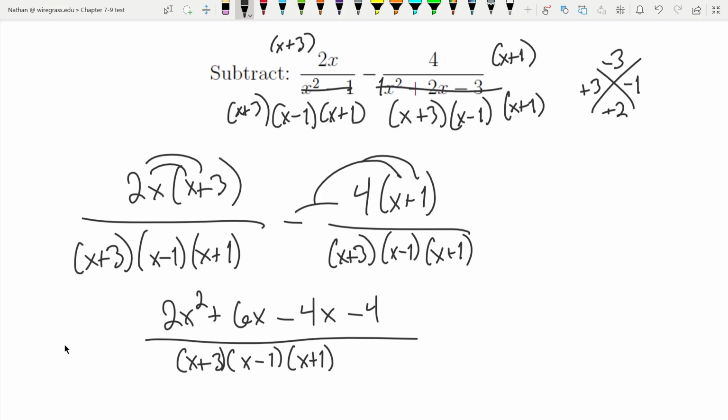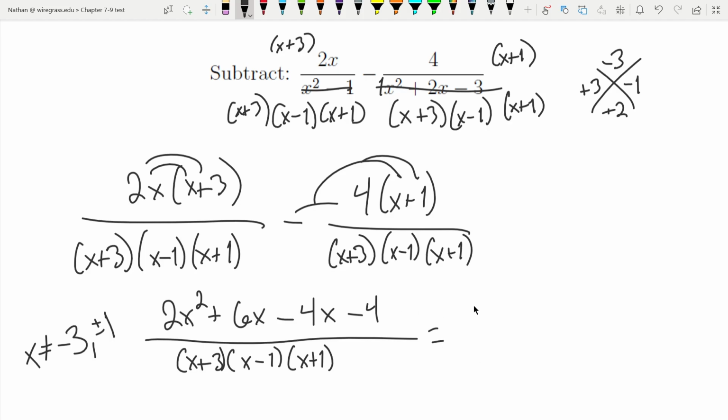Of course, at this point, we can see that x cannot equal negative 3. That gives us 0 from here, positive 1 here, and negative 1 there. All right, plus or minus 1. Those give us zeros in the denominator.